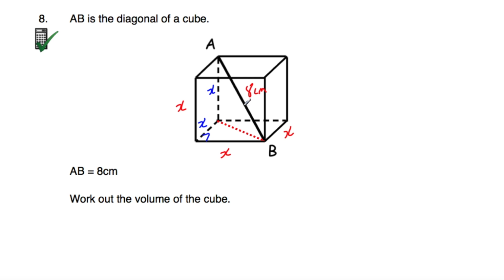Now we know that's equal to 8. Then hopefully we can use that to work out what x is. And then once we find x, we can find the volume of that cube. Okay, so let's go back to this triangle on the base here. So this right angle triangle.